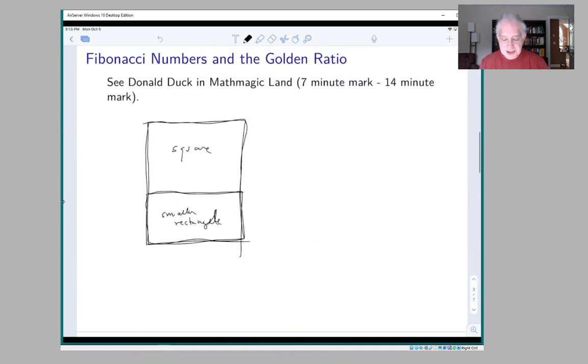For our purposes, this geometric interpretation doesn't make any difference, but if you want to see an entertaining little video, I learned about this from the video Donald Duck in Mathmagicland back in elementary school. If you Google it, you can find this on YouTube, Donald Duck in Mathmagicland. If you skip ahead to about the 7-minute mark, you'll see a discussion of the golden ratio and a little bit about Fibonacci numbers if you read between the lines. So I highly recommend that.